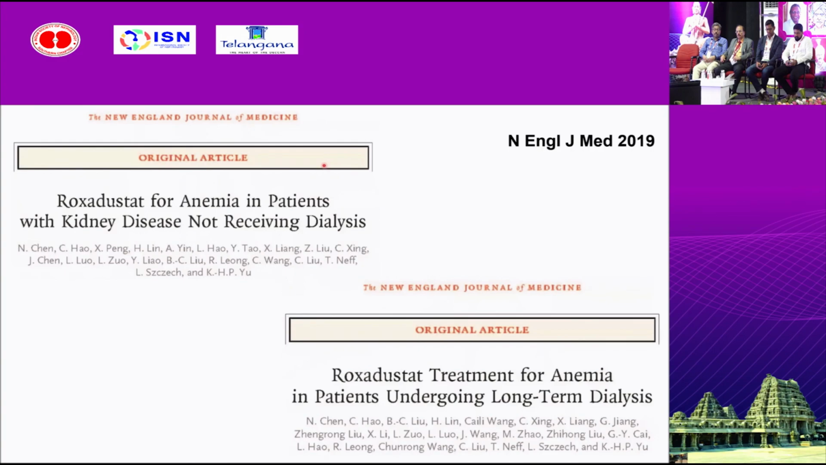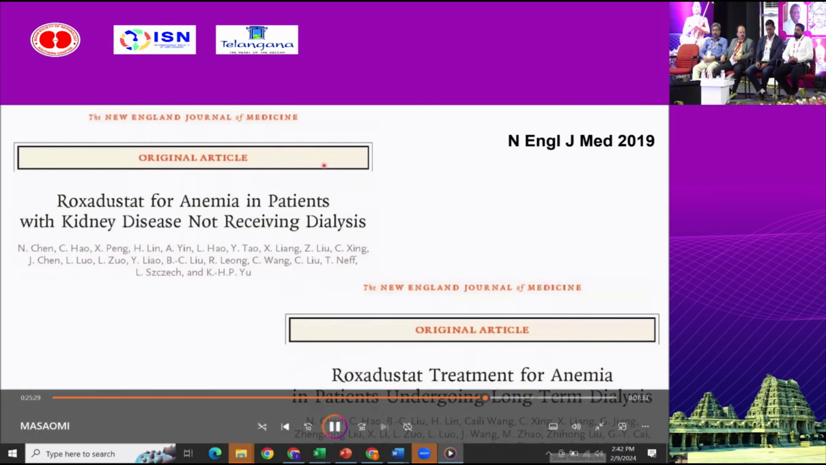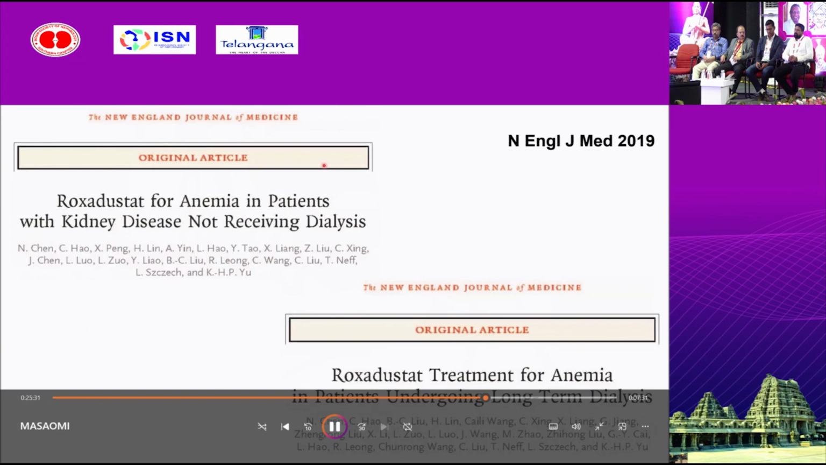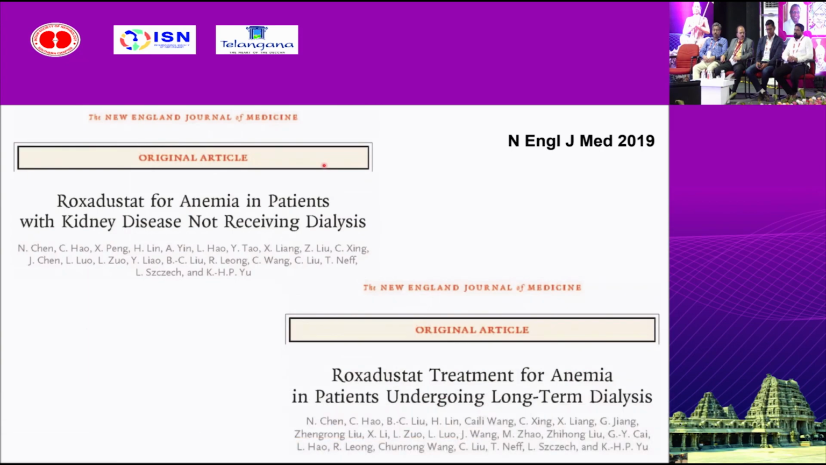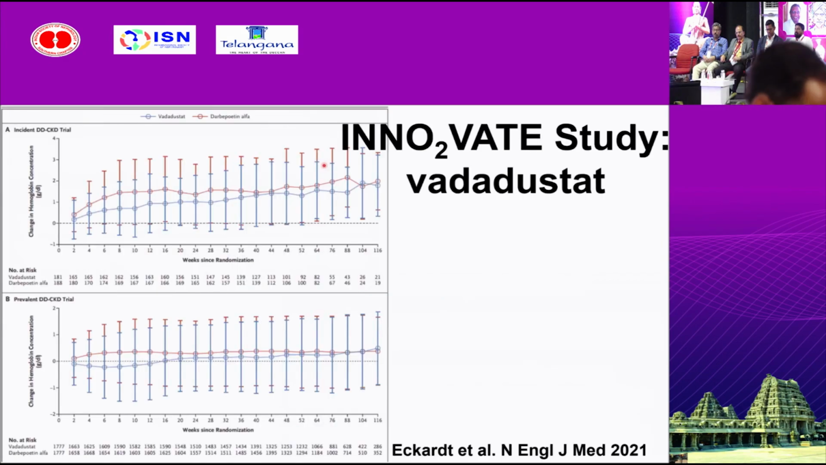Now, HIF-PH inhibitors to activate HIF and induce endogenous EPO expression are available at the bedside. In 2019, the Chinese groups published these two papers. Other studies were also published. This is the INNOVATE study of vadadustat, published by Kai Eckardt from Germany and colleagues. HIF-PH inhibitors showed an equivalent effect in the treatment of anemia as darbepoetin.